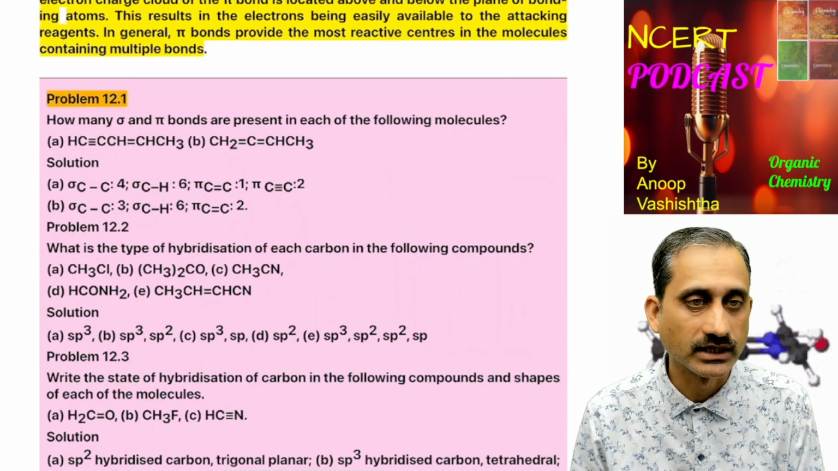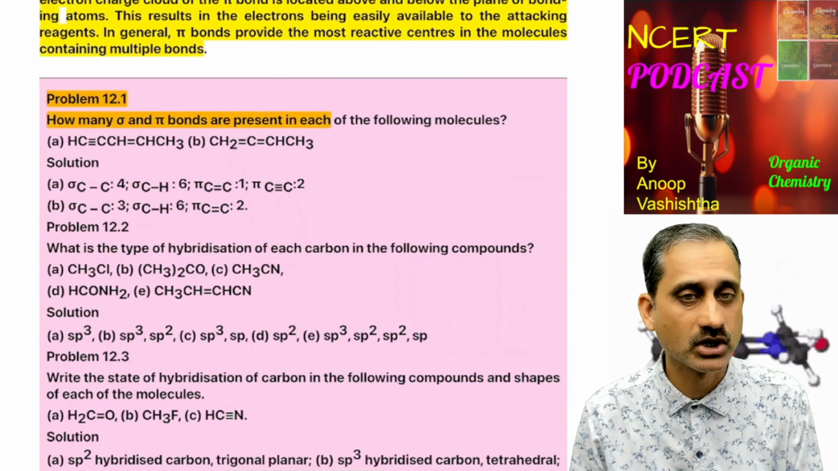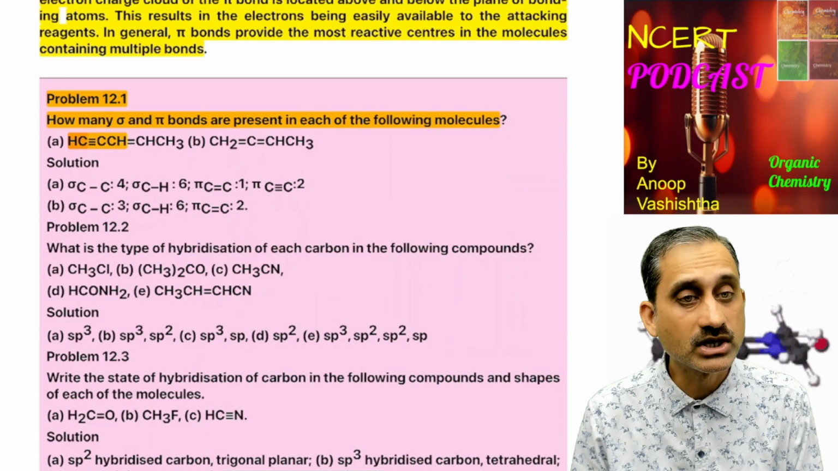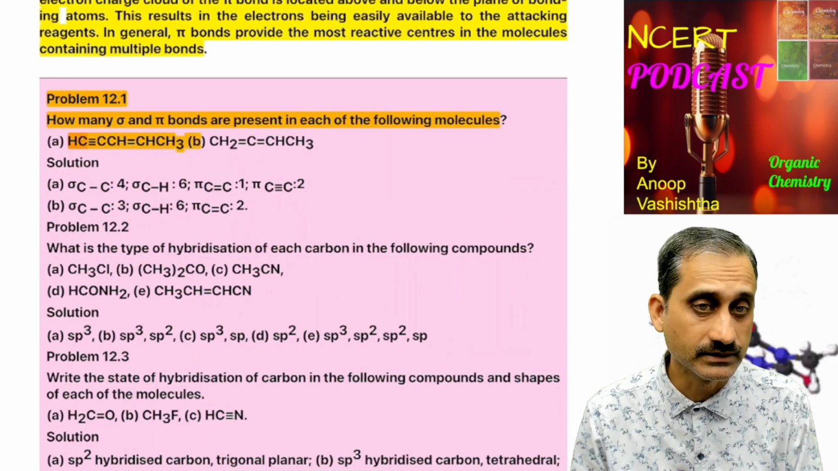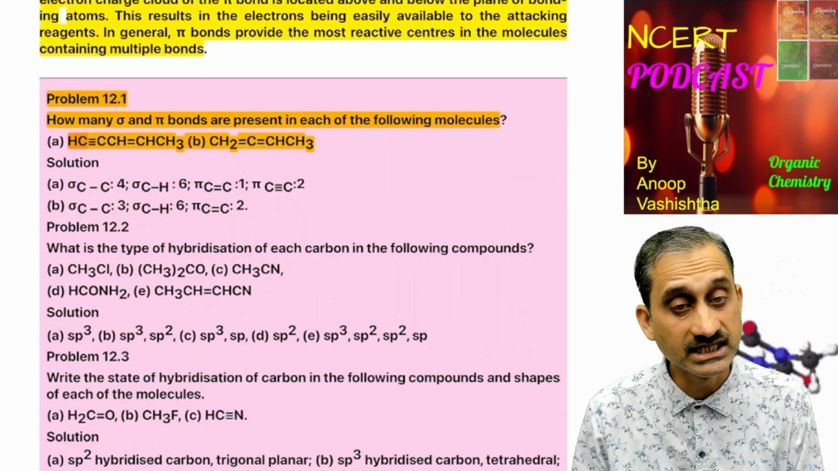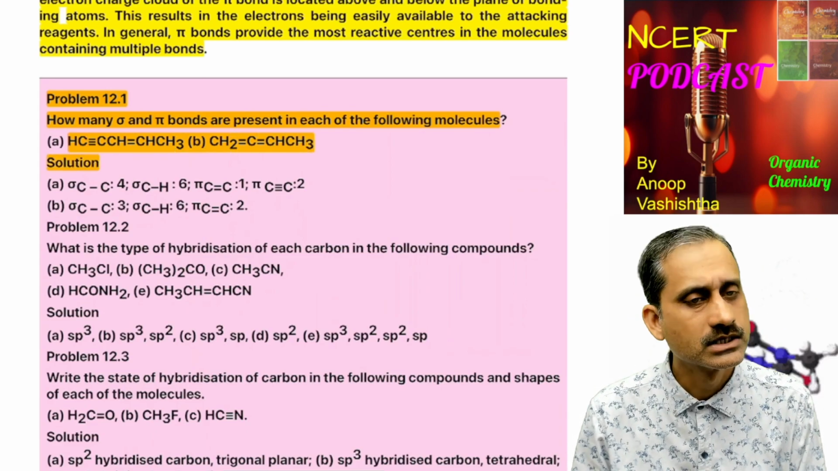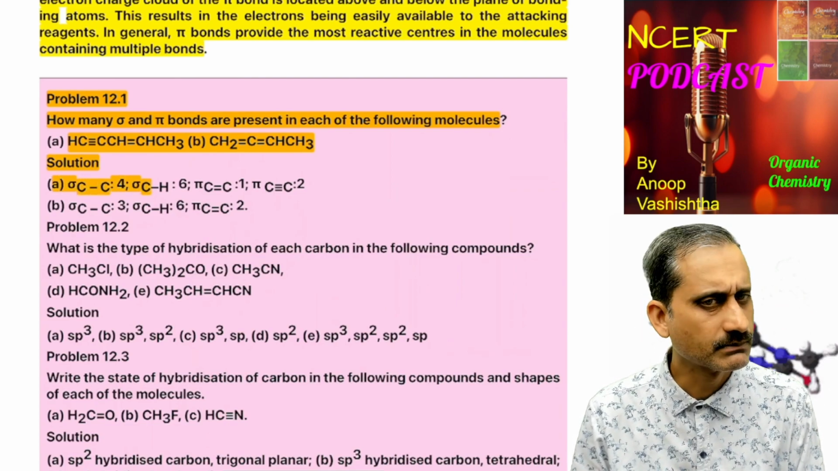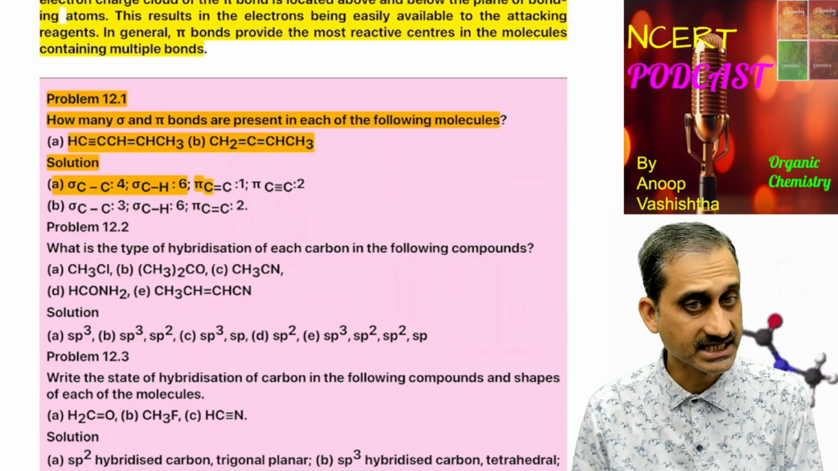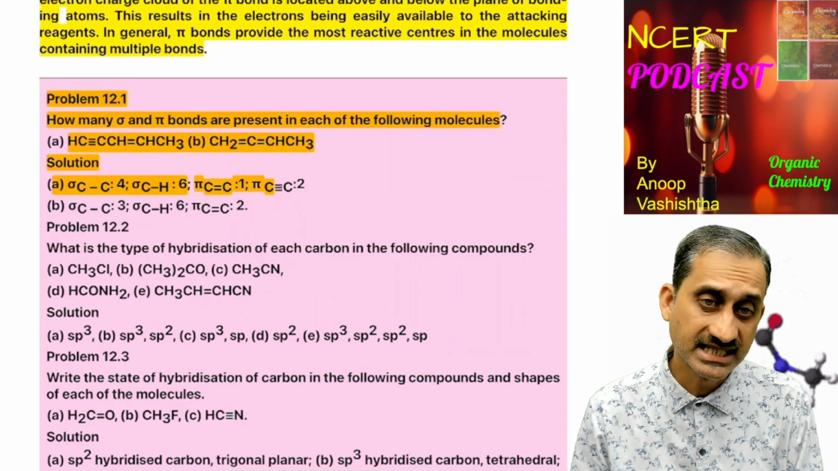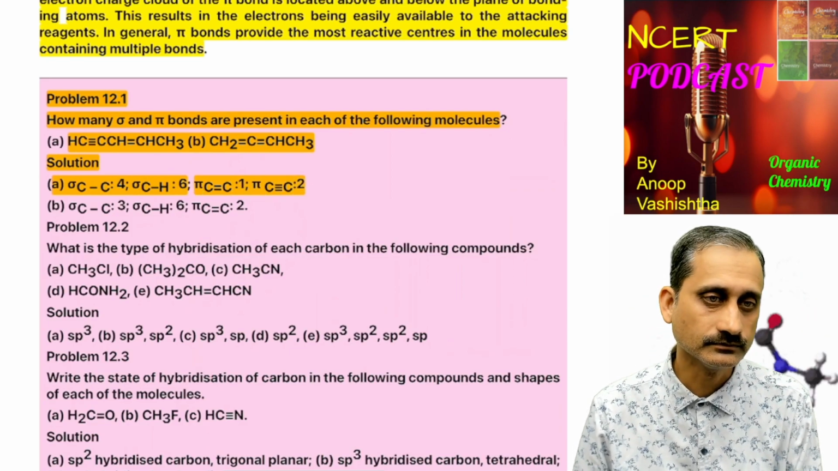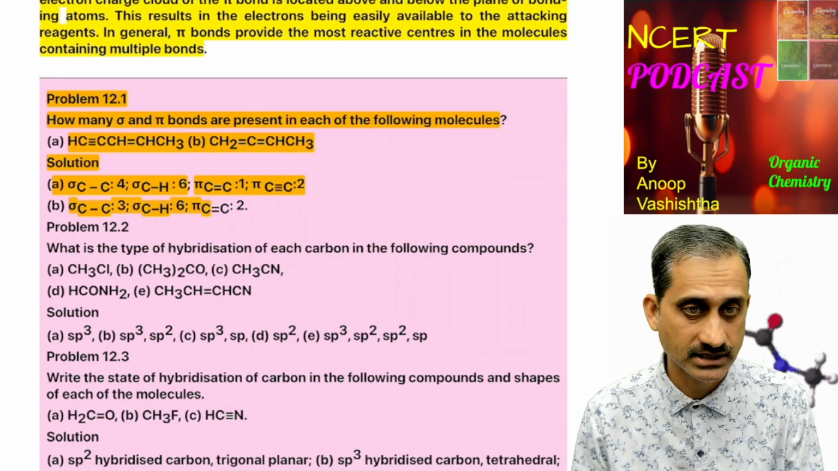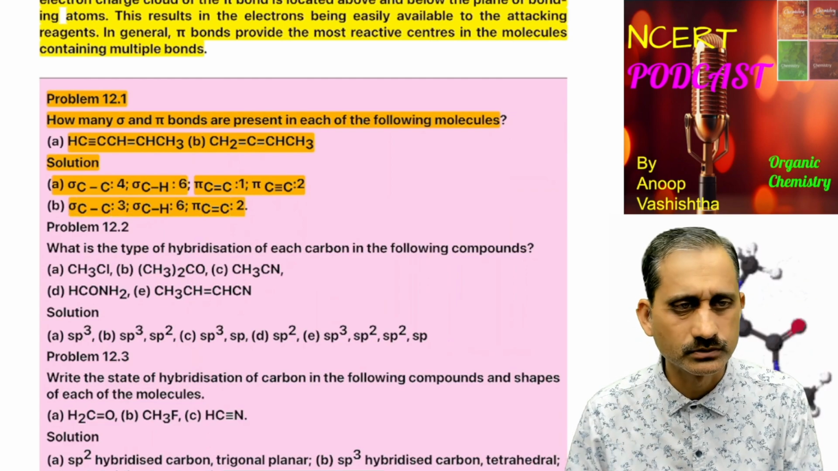Problem 12.1. How many sigma and pi bonds are present in each of the following molecules? A. HC≡C–CH=CH–CH3. B. CH2=C=CH–CH3. Solution. A. Sigma C–C 4, sigma C–H 6, pi C=C 1, pi C≡C 2. B. Sigma C–C 3, sigma C–H 6, pi C=C 2.